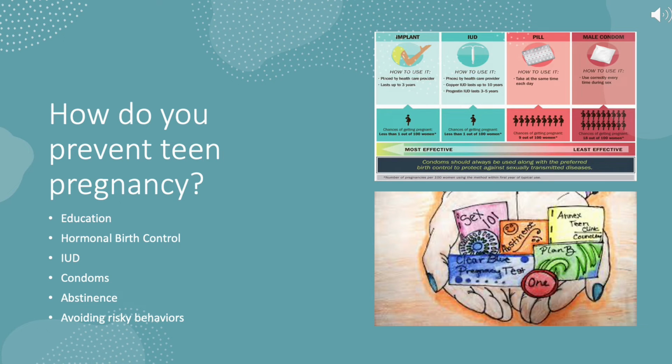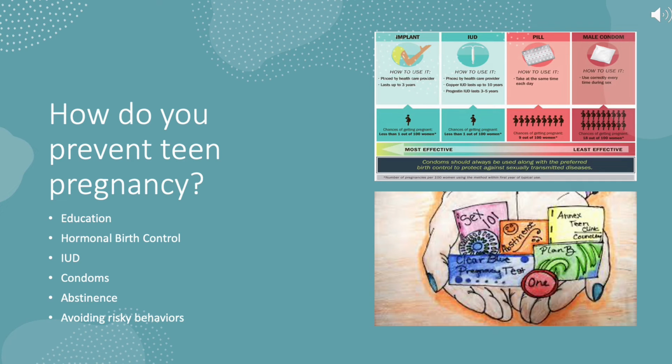You can see on the right-hand side this little graph of the different types of birth control and how effective they are. You can see on the far right that the hormonal birth control pill and the male condoms are the least effective forms of birth control. And this is because they rely on remembering. So human error is the biggest cause of teen pregnancy or in pregnancy in general.